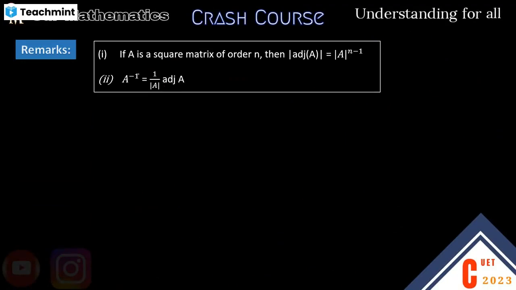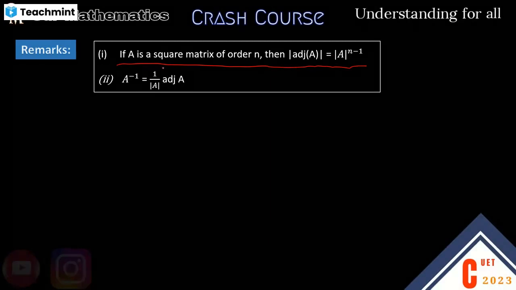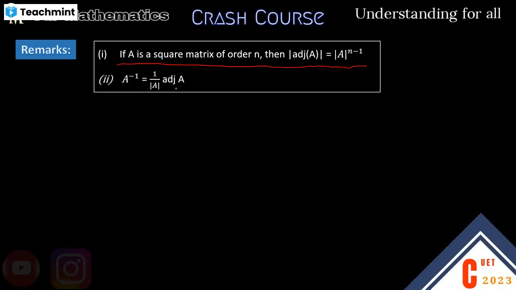So here we get two remarks. If A is a square matrix of order n, then determinant of adjoint of A is equal to determinant of A to the power n minus 1, and A inverse is equal to 1 by determinant of A into adjoint of A. I think this is clear. Second remark is, so what is the first remark? First we need to know what is adjoint of A, right? What did we get, A into adjoint of A is equal to identity matrix, right?